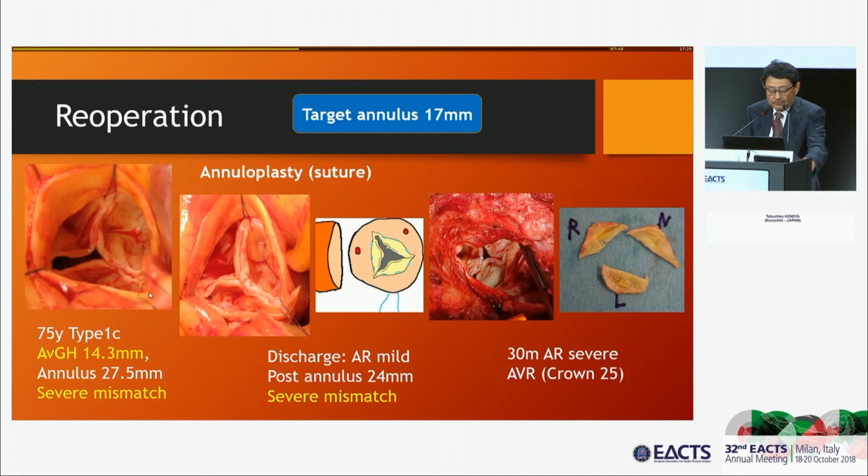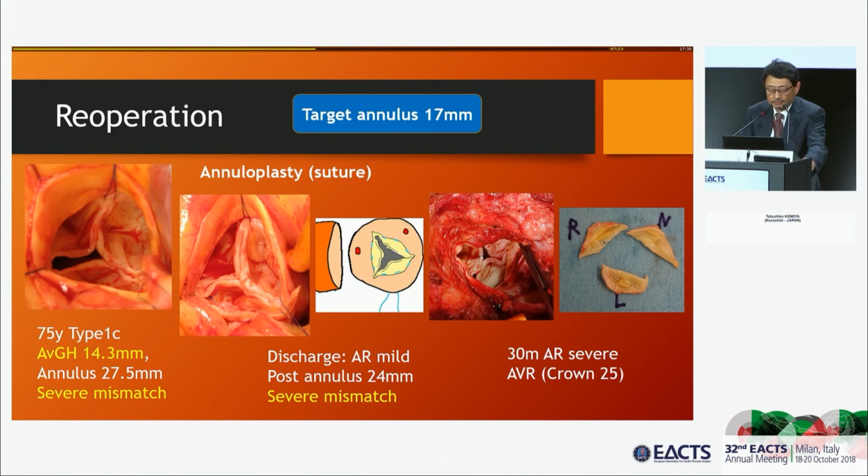I show one reoperation case. In this patient, the average geometric height was only 40 millimeters. During surgery, it seems to be good coaptation, but 30 months after the operation, AR became severe, and we had to replace her aortic valve.